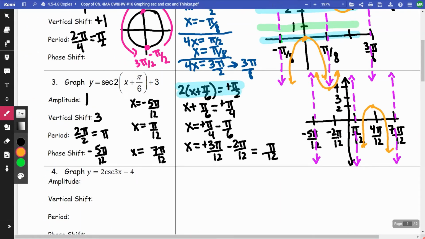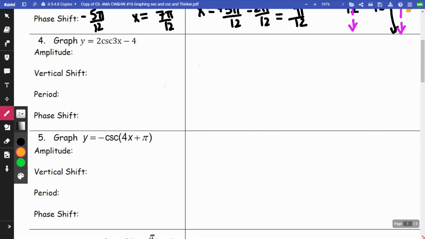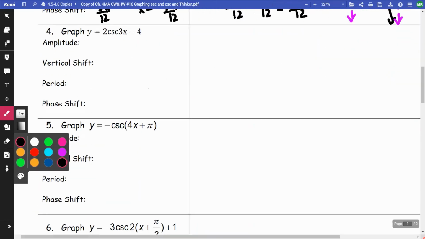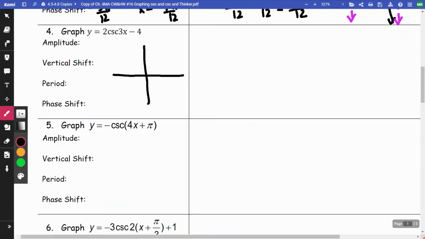On number 4, we're dealing with a cosecant. So this time I want to be thinking about sine. Where is my sine 0? And my sine is 0 here at 0, at pi, and at 2 pi. So I'm going 0 to pi and pi to 2 pi. So that's where my asymptotes normally are.